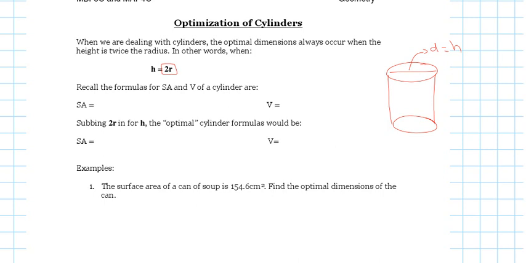All right. Now, let's recall the surface area of a regular cylinder, not the optimal one. So what's the surface area? It's 2 pi r squared plus 2 pi r h. And the volume is?